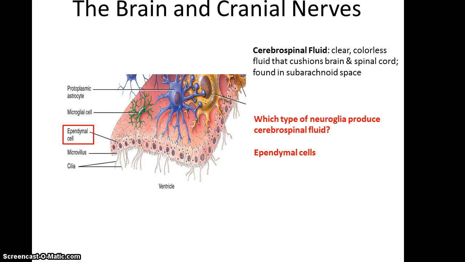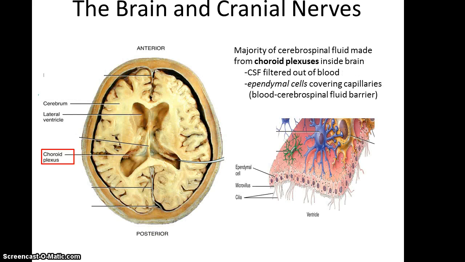And it turns out that the cerebral spinal fluid is produced by sheets of ependymal cells, which you remember are a type of neuroglia cell found in the central nervous system. And the ependymal cells are mainly found in areas referred to as choroid plexuses. So you can sort of see here this raised, sort of grainy area in the lateral ventricles. And what happens is the ependymal cells will filter the cerebral spinal fluid out of the blood itself. And that means that the ependymal cells cover capillaries, forming a blood cerebral spinal fluid barrier and only allowing to pass through the specific components needed to make the cerebral spinal fluid itself.